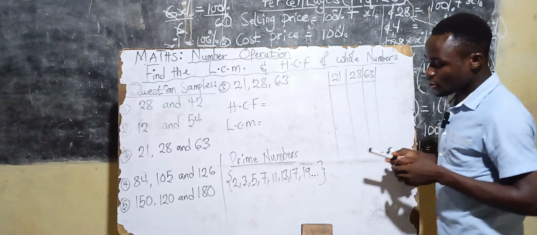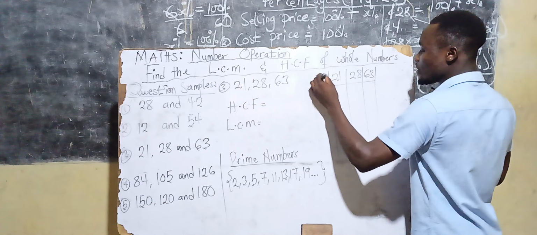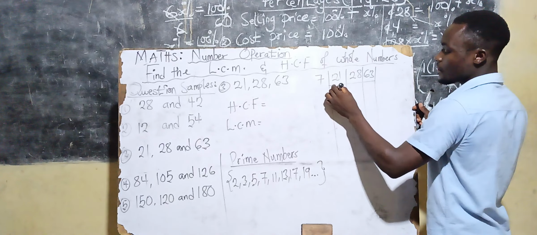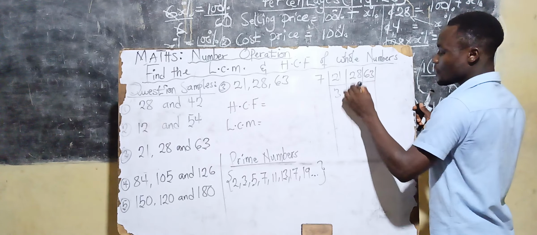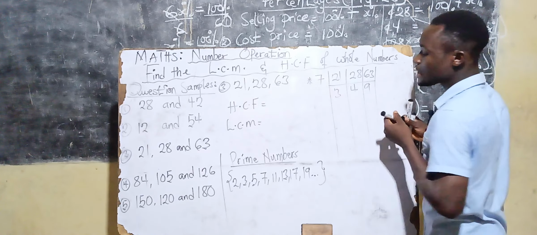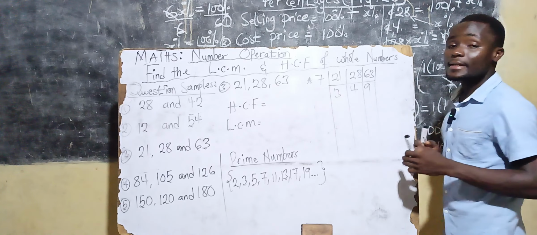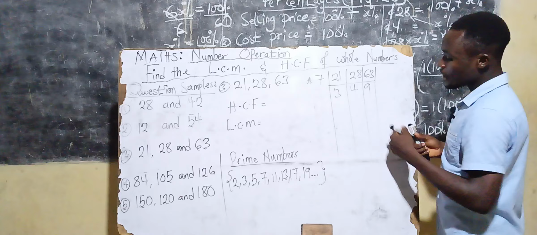Which of the prime numbers should we pick? Yes, we should pick 7 because 7 can divide it quickly. So 7 divides here 3 times, 7 divides here 4 times, and 7 divides here 9 times. So 7 was able to divide 21, 28, and 63 at the same time.